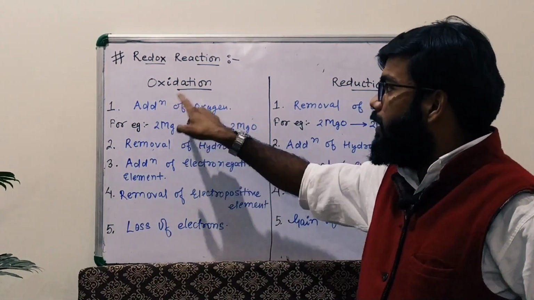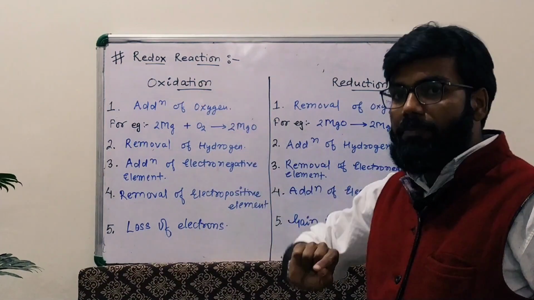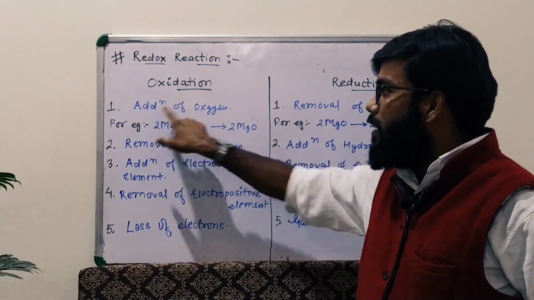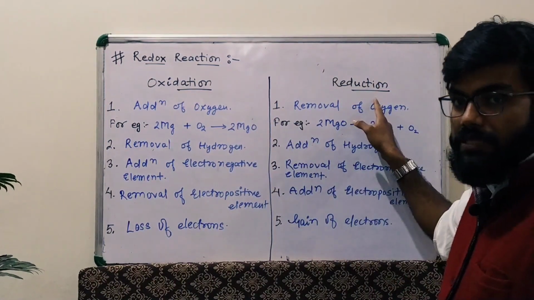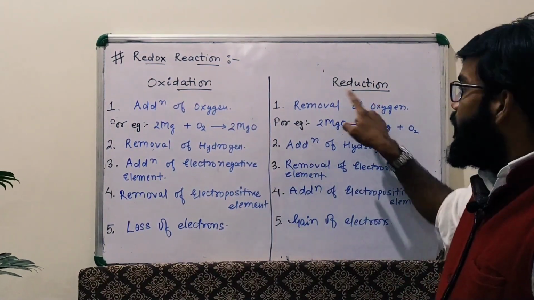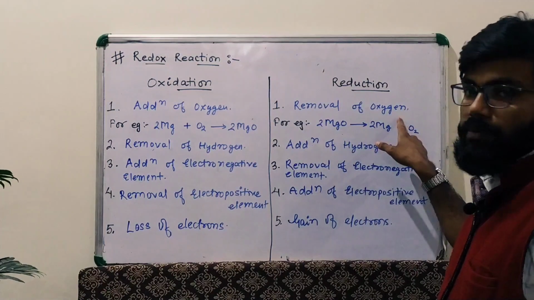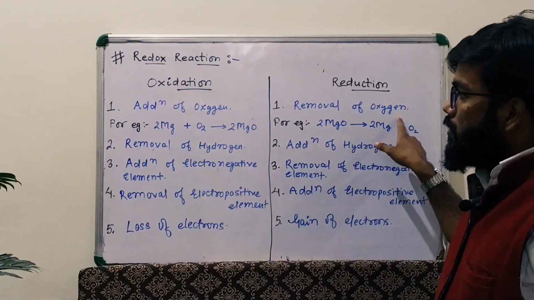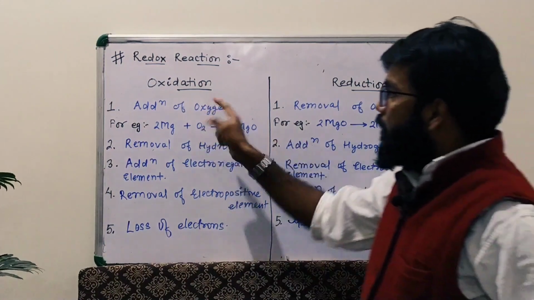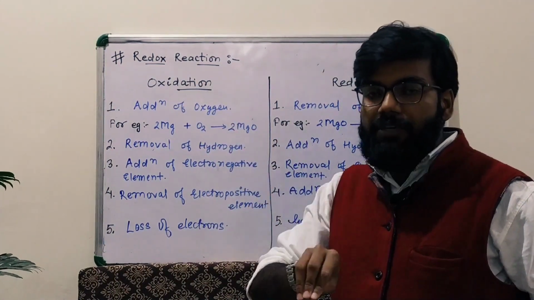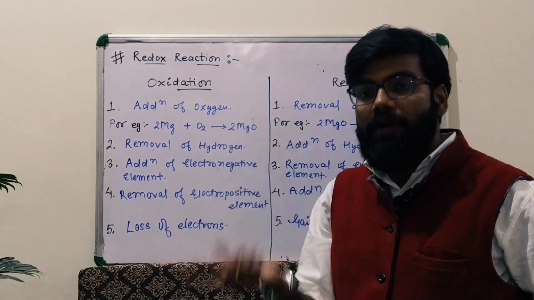It says that oxidation is a chemical process in which addition of oxygen takes place, and reduction is a chemical process or chemical reaction in which removal of oxygen takes place. Here is a simple example. After that, the next definition is given in terms of hydrogen.